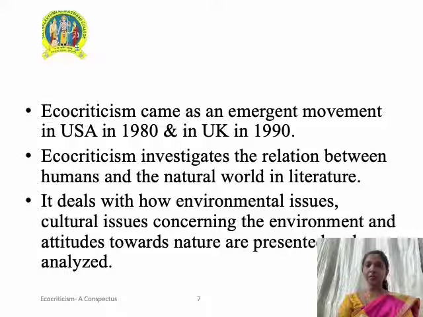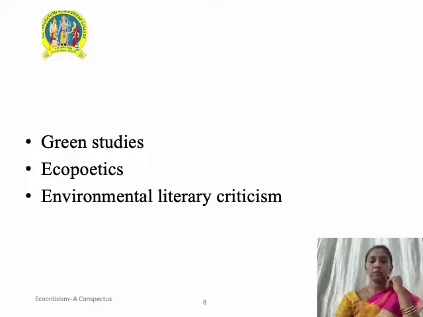Ecocriticism investigates the relationship between humans and the natural world in literature. It deals with how environmental issues, cultural issues concerning the environment and attitudes towards nature are presented and analyzed. Earlier theories in literature and cultural studies focused on class, race, gender, region, and other subjects of critical analysis. The late 20th century has woken up to a new threat, that is the ecological disaster.